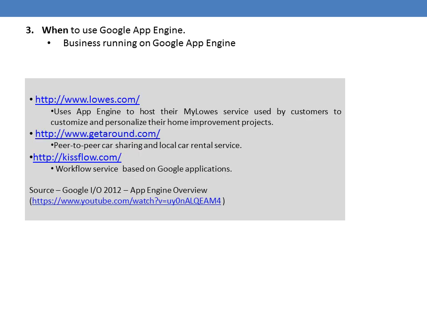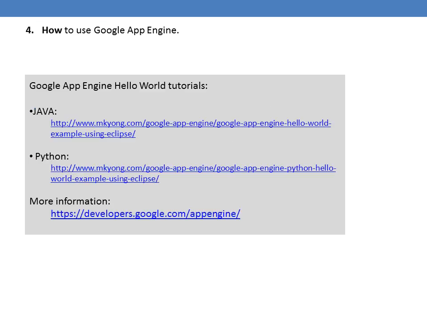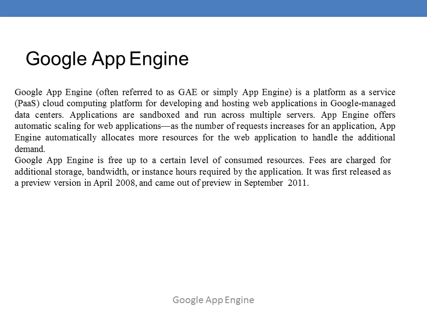Platform as a service. So here there are different types of URLs to provide different types of languages: Java, Python, and more information. Google App Engine, referred to as GAE, or simply App Engine, is a platform as a service cloud computing platform for developing and hosting web applications in Google managed data centers.